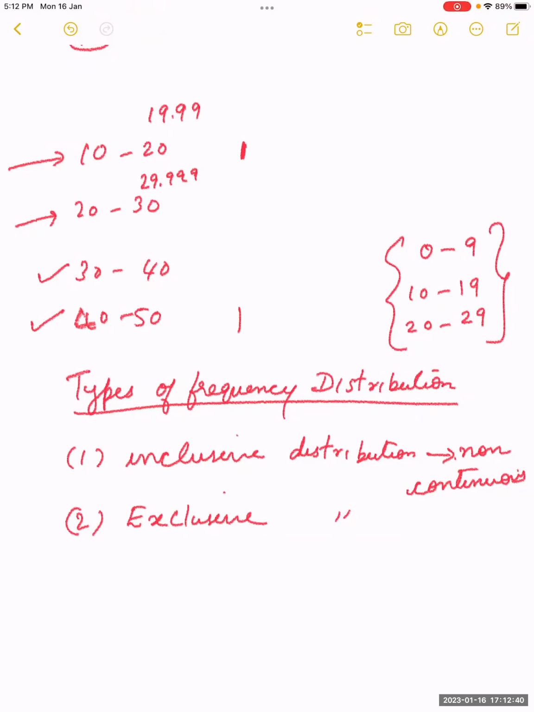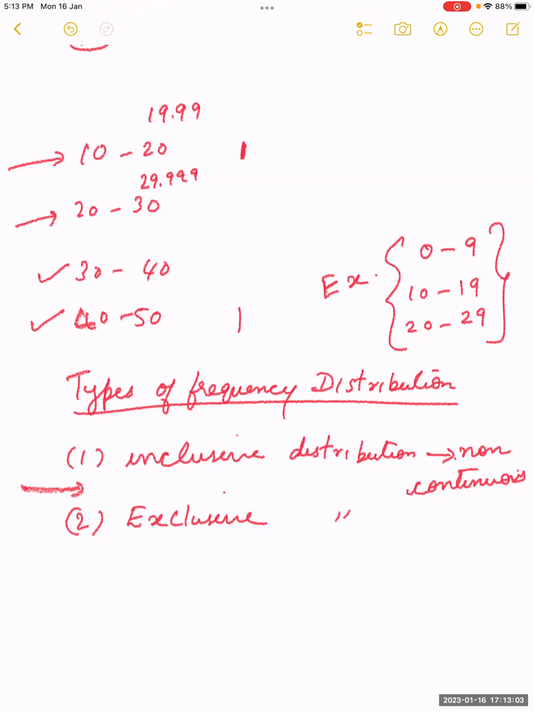Understood, right? Any questions? Yeah, that is inclusive. Do you want me to write it down so that you can note it down, or will you learn from the textbook? The textbook. Or take an example here. After this, write the example as 0 to 9, 10 to 19 and 20 to 29. I just write the example so you will understand what is meant by inclusive distribution.